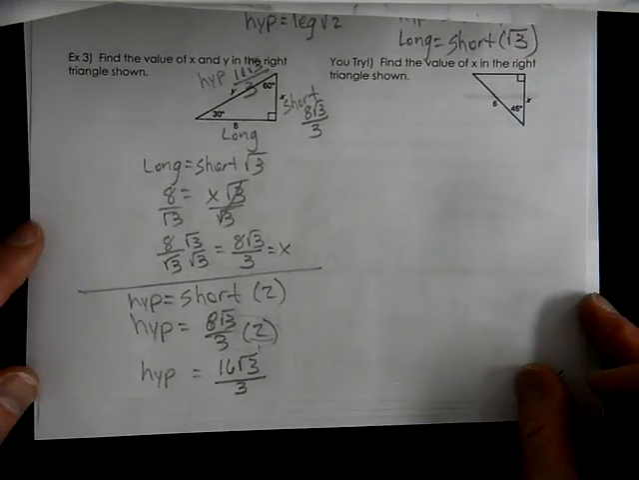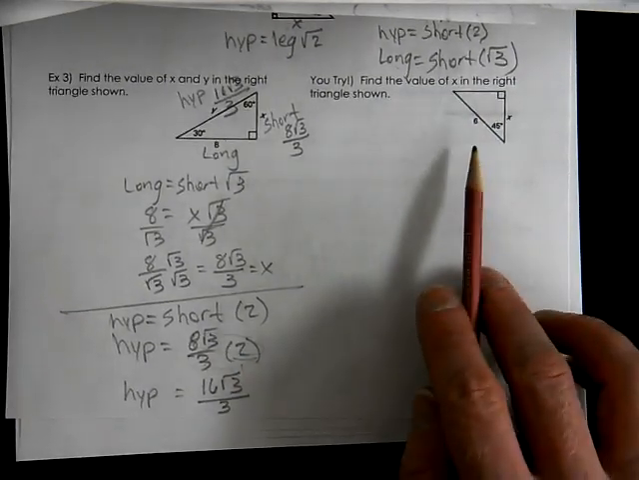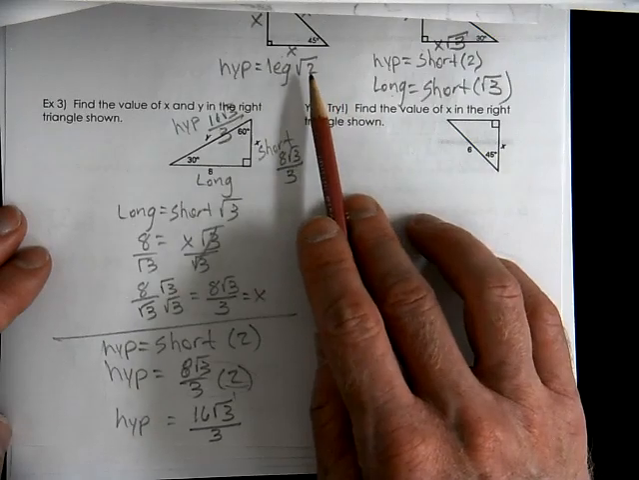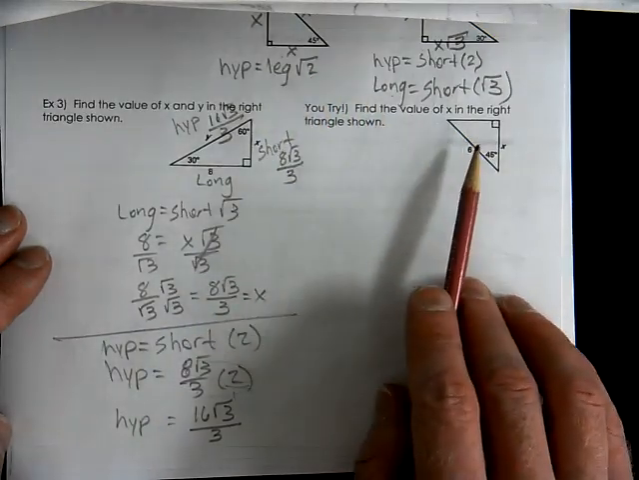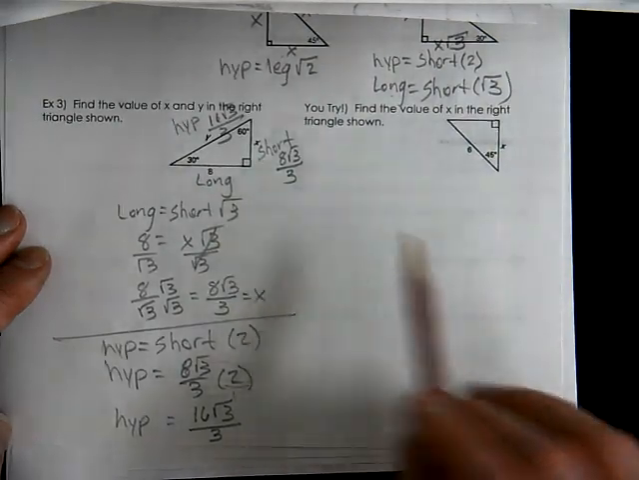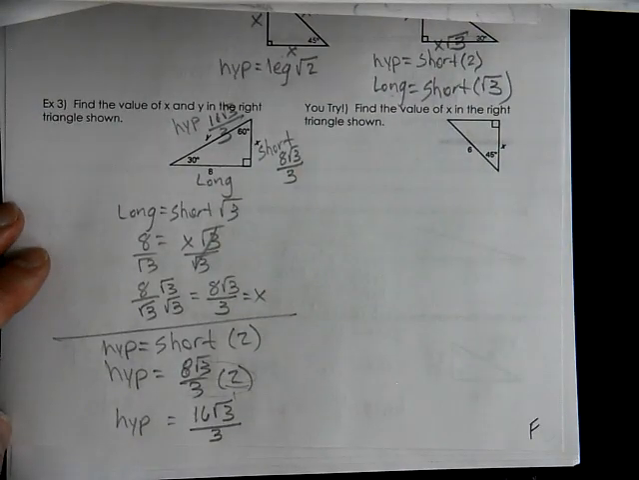And last one, you try to use your formulas about a 45-45-90 triangle to calculate what the leg length would be. Pause the video, give that a try, come back and I'll walk you through it.